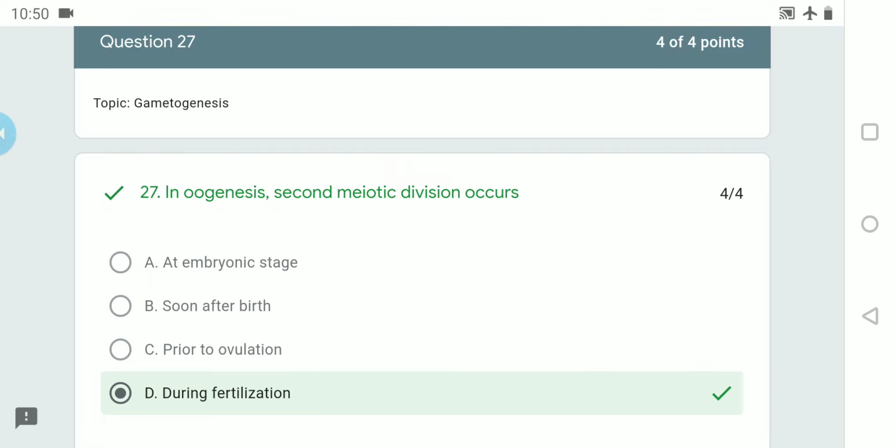You should know the meaning of the maturation phase, then you can clearly understand this question. Because during the maturation phase, ovulation occurs and the second meiotic division is initiated by the stimulus of fertilization. Did you get it? So that's why option D is the right answer. Did you get it?